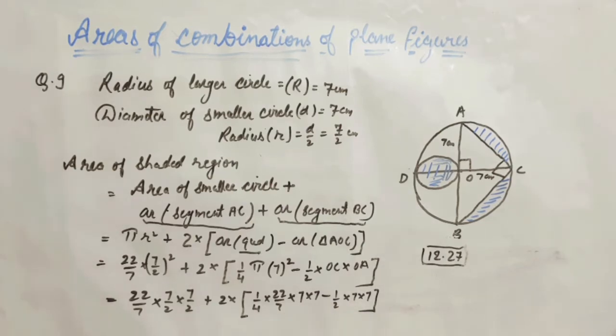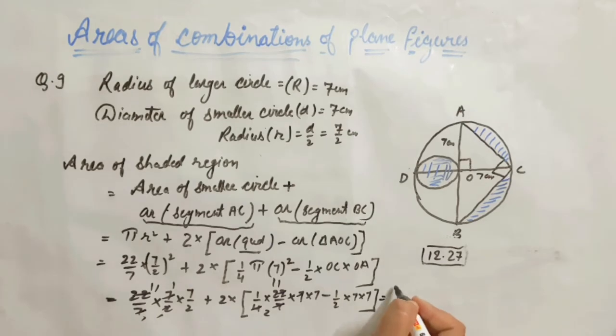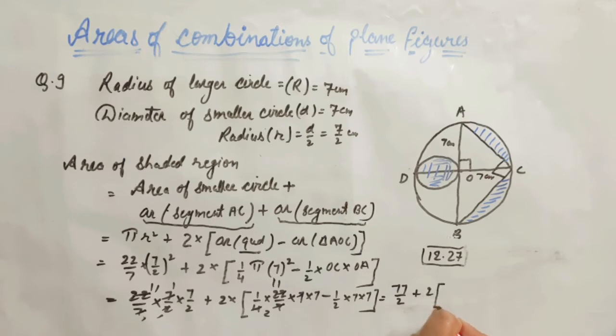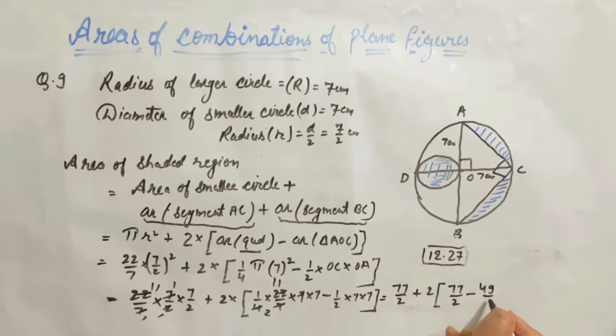Calculate it now. Here 7 1s are 7, and 2 11s are 22. Then same here, 7 1s are 7, 2 2s are 4, 2 11s are 22. Then here 7 7s are 49 upon 2. So let us calculate it. This is 77 upon 2 plus 2 multiplied by 11 7s are 77 upon 2 minus 7 7s are 49 upon 2.